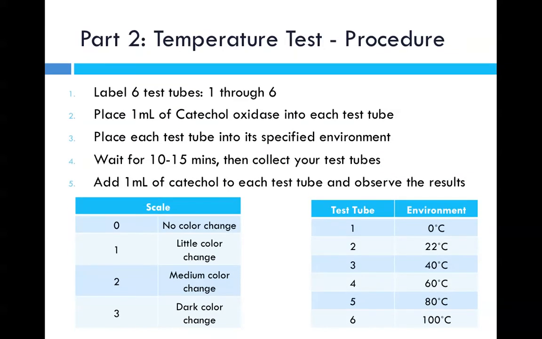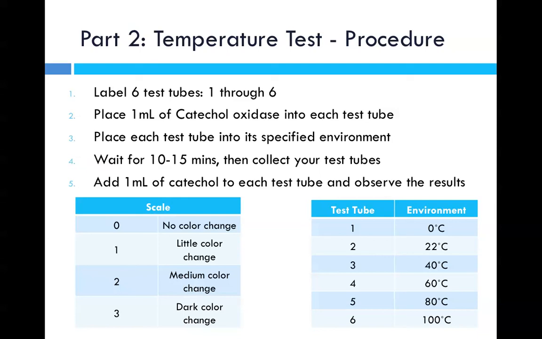Now the procedure for test 2. Grab 6 test tubes and label them 1 through 6. Next, you place 1 ml of catechol oxidase into each test tube, and then place each test tube in a specified environment. Wait 10 to 15 minutes for the test tubes to react in their environment, then collect the test tubes. Then after that, you add 1 milliliter of catechol into each test tube and observe your results.